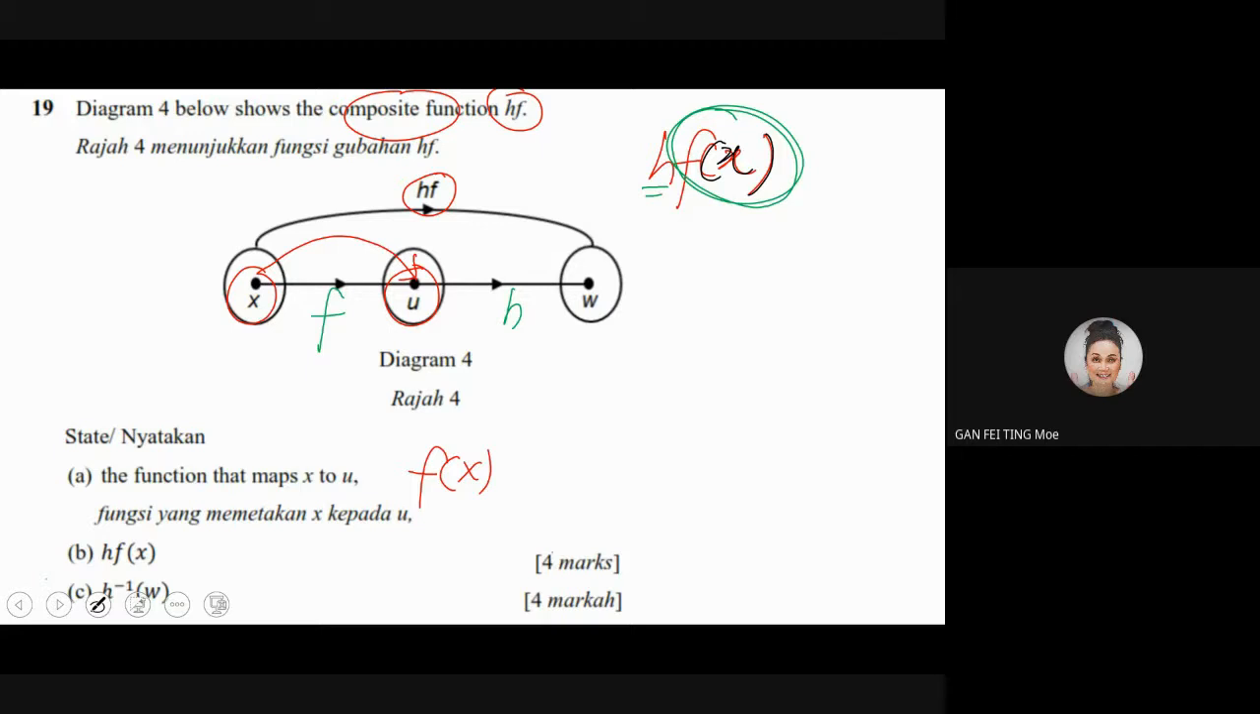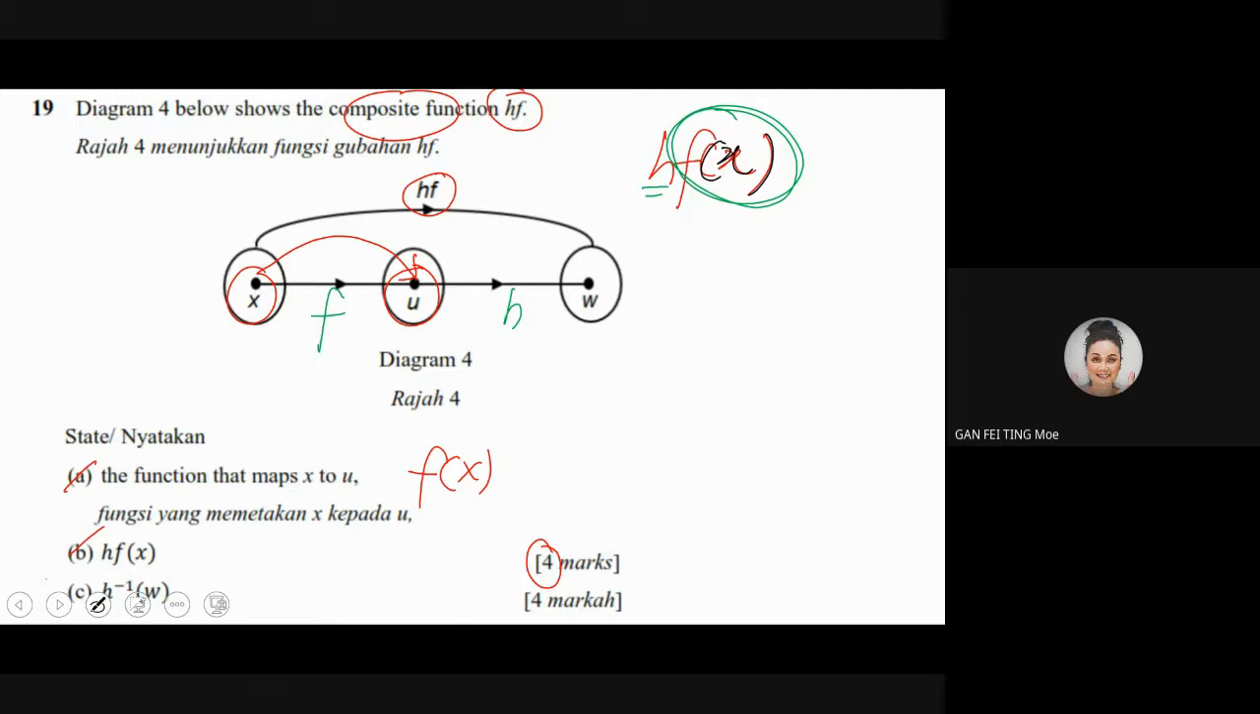So here 4 marks for a, b, c. Then you should know that each one is 1 mark. And there is one question with 2 marks. If you ask me which question is with 2 marks, I won't tell you, because to me, for this question, if I set the question, I'll give 1 mark each. Right? I won't give you 3 marks. Meaning that this type of question is helping you to score.